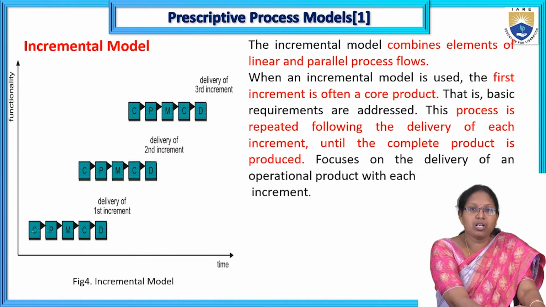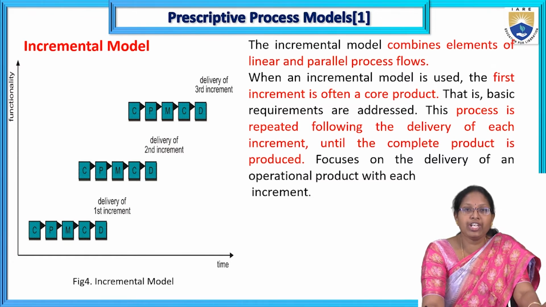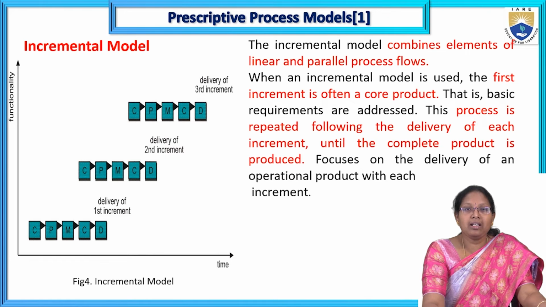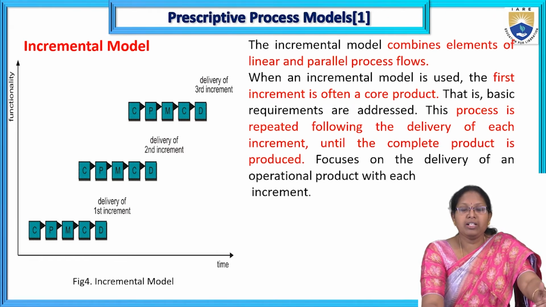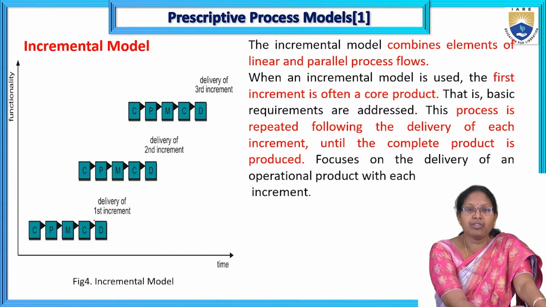Suppose task 1 goes through communication, planning, then goes for modeling. While modeling task 1, the second task starts communication as well as planning. The third task starts communication, like that. Parallelly the total product development is going. That is there in the incremental process model, with delivery of the first increment.